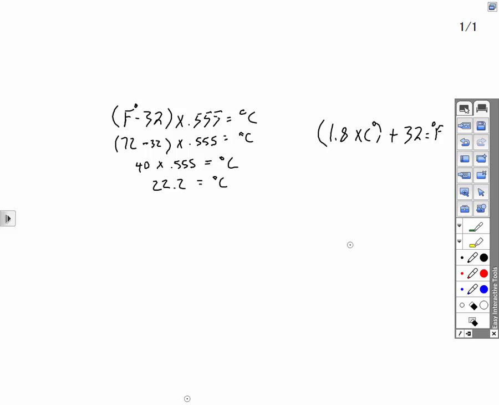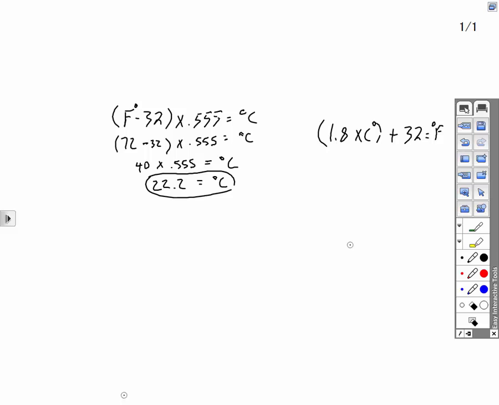So always solve what you have in parentheses first, and then do the multiplication after that, and you can't go wrong with it. You will end up with the correct answer. You do have to know obviously the formula in order to make that conversion. All right, so that's Fahrenheit to Celsius. Let's move over to Celsius to Fahrenheit.